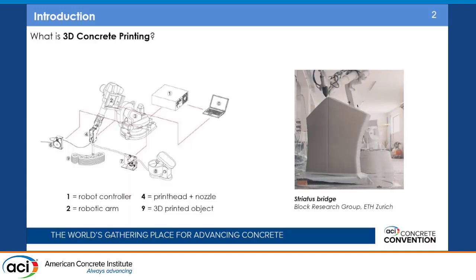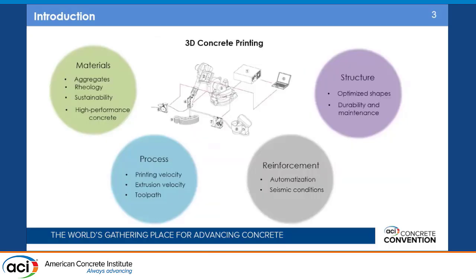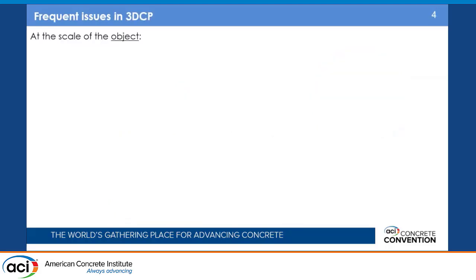So you can see that we can really achieve very good structural components, very accurate. But obviously there is a list of challenges to control and govern this technology, and many of these challenges are still not fully answered. But in this talk, I'm mainly focusing on the materials and the process challenges. So let's have a look at some frequent issues that we encounter at the scale of the object.